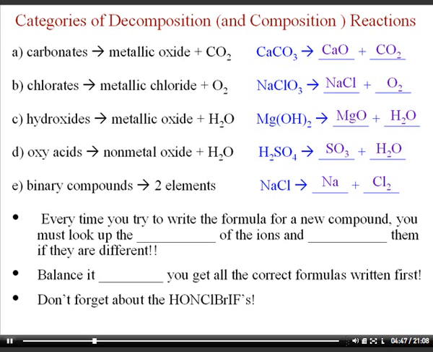Now every time you try to write the formula for a new compound, you need to make sure you're looking up the charges of the ions, and then you have to cross them if they're different. So in the carbonate, chlorate, and hydroxide examples, we didn't have any charges to cross because they ended up being electrically neutral, so they were even in the positive and negative category. But if they are different, you need to make sure you cross them, and you need to worry about balancing it only after you get the correct formulas written first. And once again, don't forget about the diatomic elements, the Hunkelbriefs.